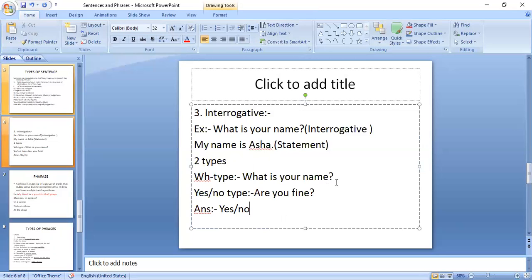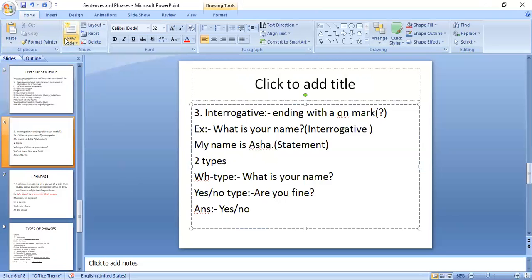But what is common here? At the end, the question mark is common. The interrogative sentence is ending with a question mark. What is that question mark? This one. This is the question mark. Okay, this is all about interrogative sentence.